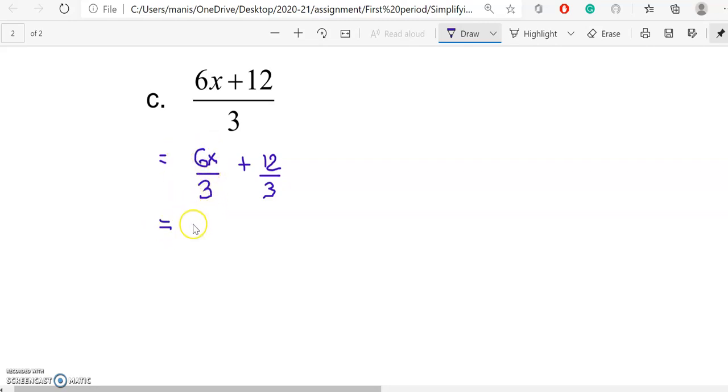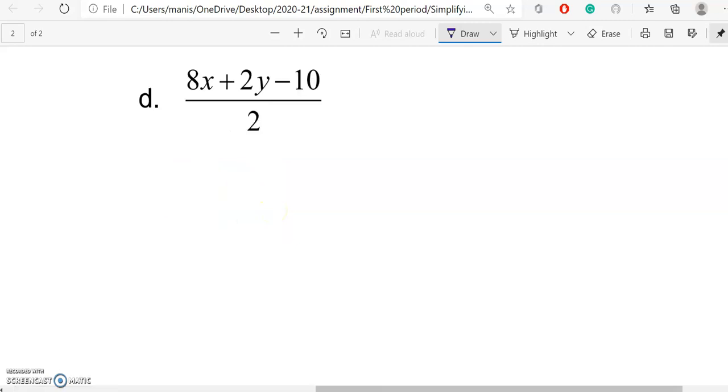So 6 divided by 3 will give me 2 and I will write my x over here. Now this is your 12 divided by 3, so it will give me 4. So this is my answer for this question. Okay, similar question over here. It says 8x plus 2y minus 10, everything divided by 2.